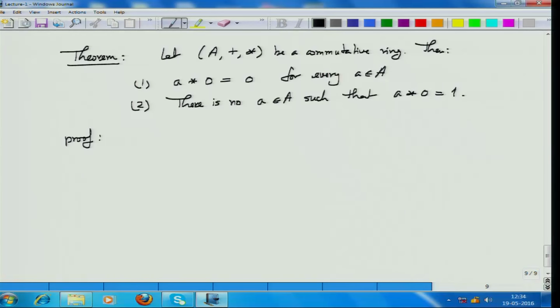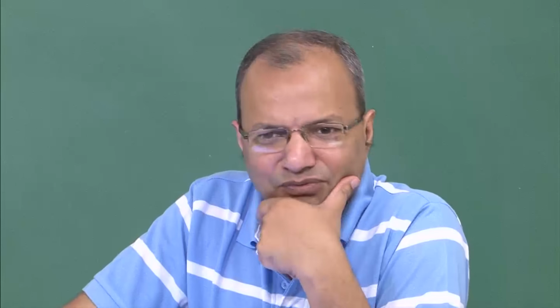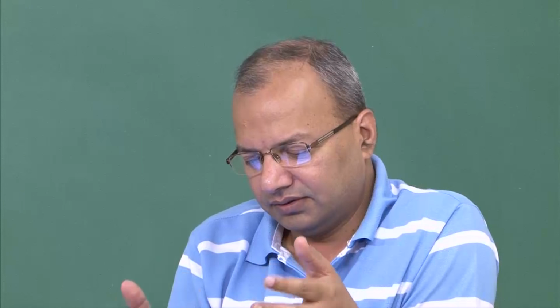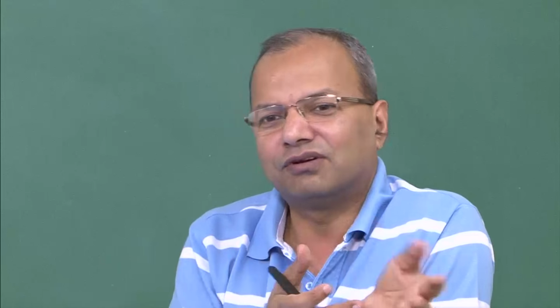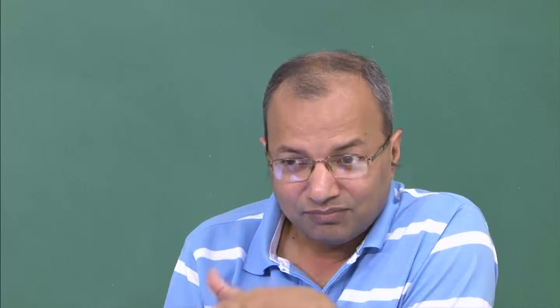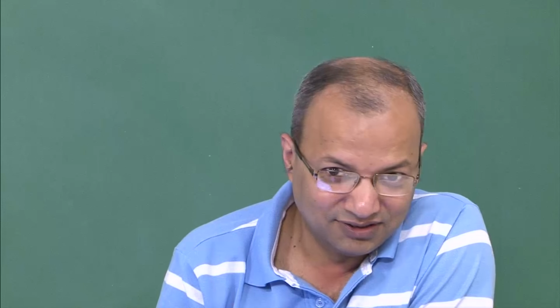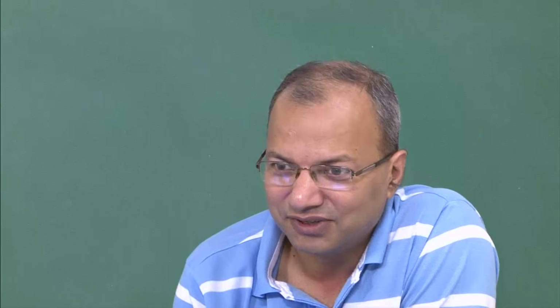We can prove both the properties. Let's try to prove the first one. A into 0 is 0 for every A. How do you prove that? This is a good exercise, because while we can try to take the intuition from numbers, we cannot be working on numbers here. We are just working with symbols with certain properties. So, we have to keep that in mind.